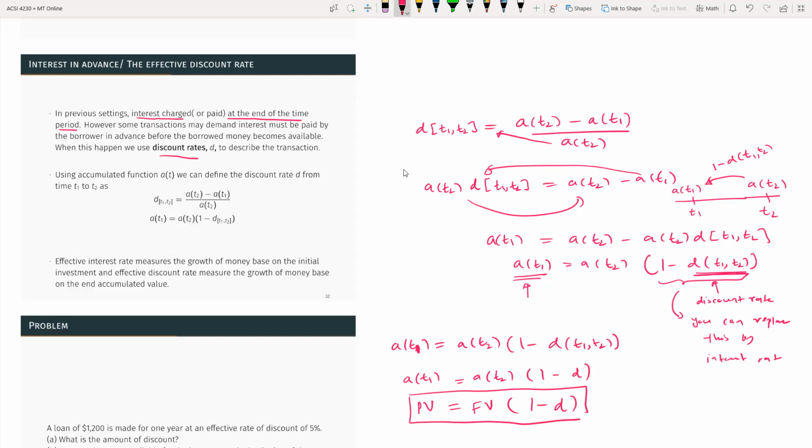Now remember, earlier with the interest rate, we wrote future value equals present value times 1 plus I times T in the simple interest model, and future value equals present value times 1 plus I to the power T if you are using the compound interest model. In that case, you are looking at how money is going to grow to time T. In this setup, you are looking at the present value of a future cash flow using discount. That's the keyword: using discount.